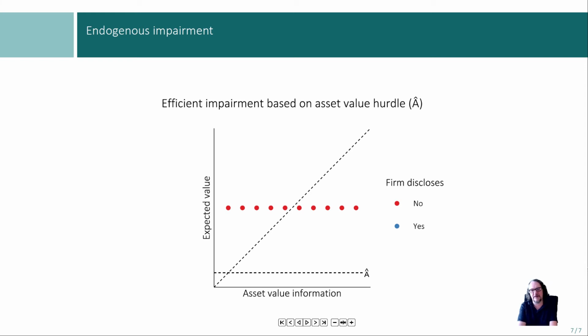We have the asset value information that the firm has on the x-axis, and we have the expected value that the lending market sees on the y-axis. And we are talking about the assets here that will be pledged as collateral.